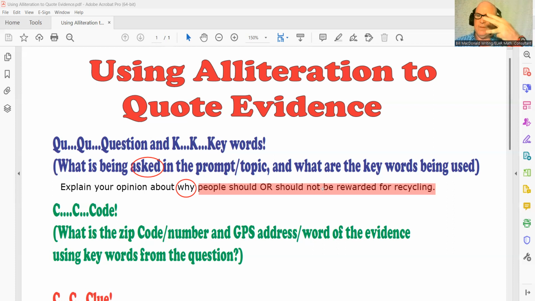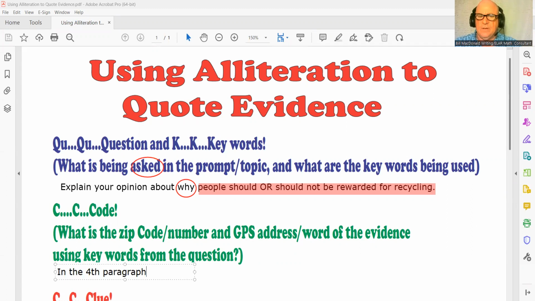And so we're going to have to use some examples of evidence that we can explain. The one that I'm going to use is in the fourth paragraph. And so the zip code that I just told you right now is the fourth paragraph. There's the number and the GPS address. The selection is divided into indented paragraphs, so it's in the fourth paragraph.